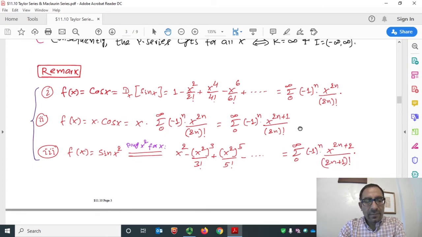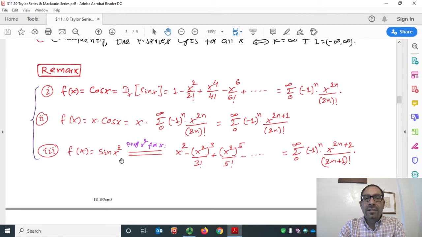Great. Similarly, by plugging x squared in for x in the Taylor series expansion of sine x about the origin, we can find the Taylor series expansion of sine x squared about the origin, which turns out to be this expansion here. We can also find the Taylor series expansion of x times cosine x. Simply, we multiply the Taylor series expansion of cosine x by x. It turns out to be here. Awesome. I hope this idea makes sense to you all. And let's move on.